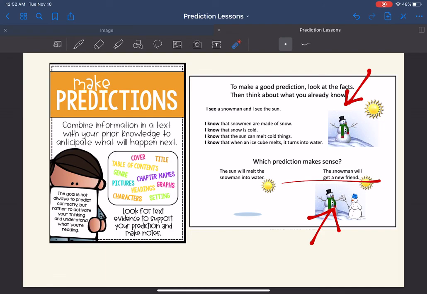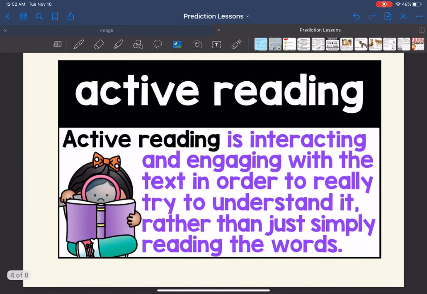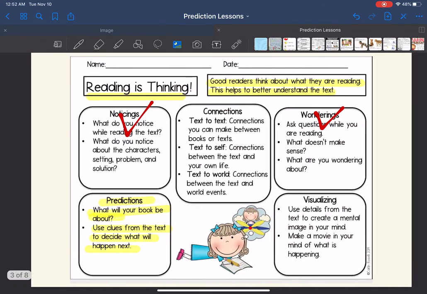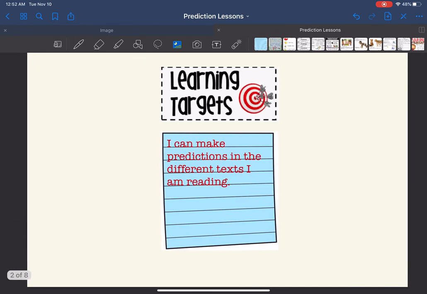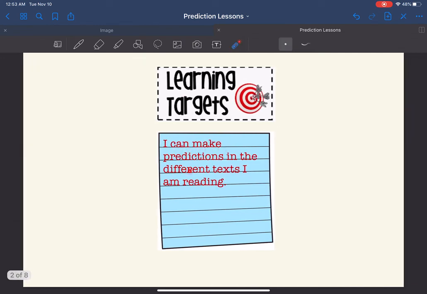So again, your learning target today, boys and girls, is that you can make predictions in the different texts that you are reading. Good luck and happy reading today. We look forward to hearing all about your predictions and if they turned out.